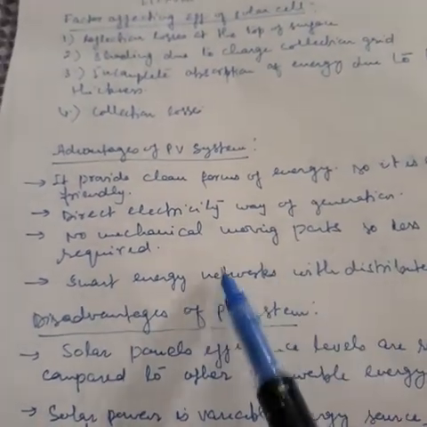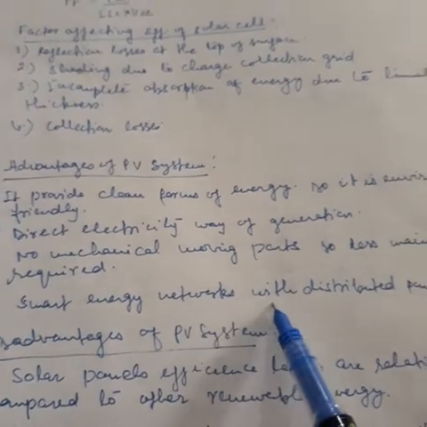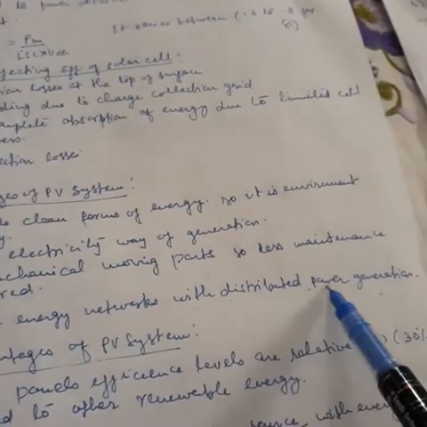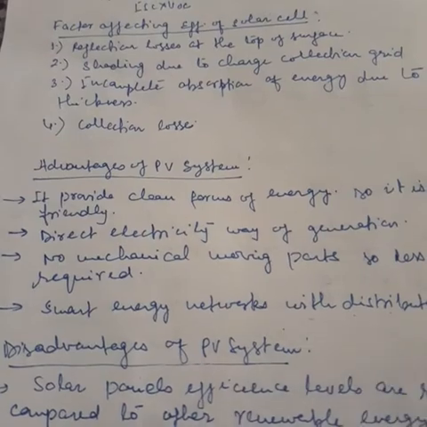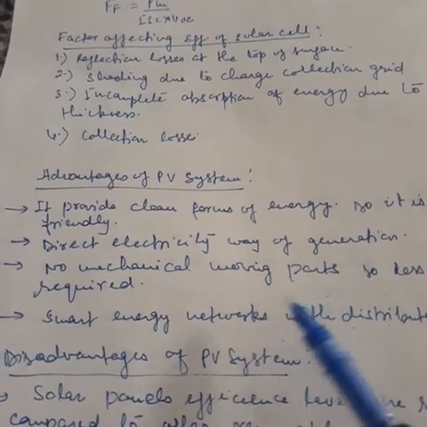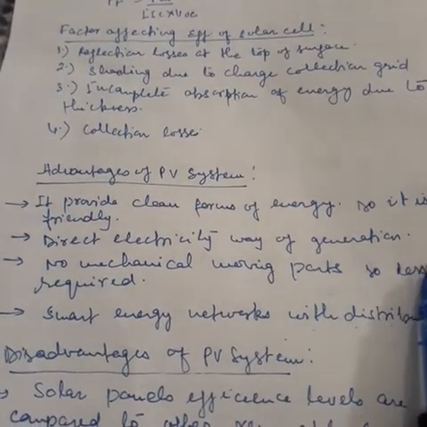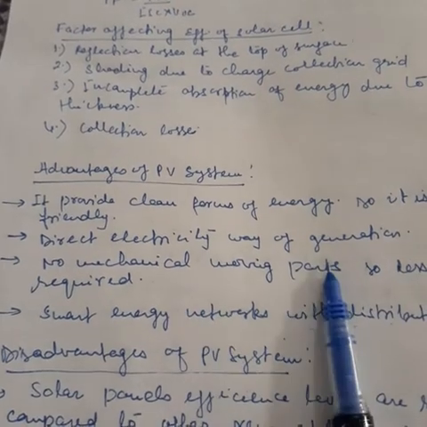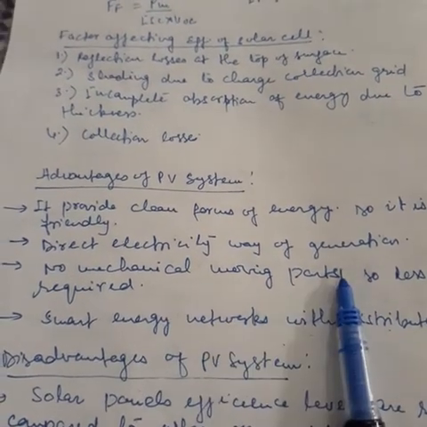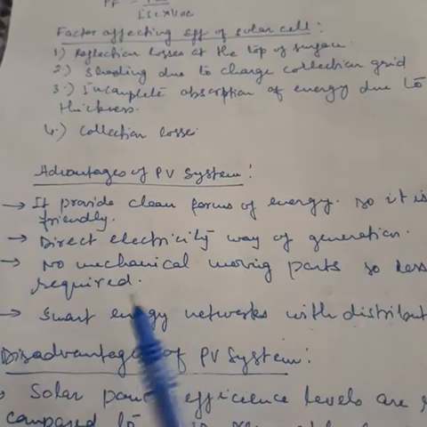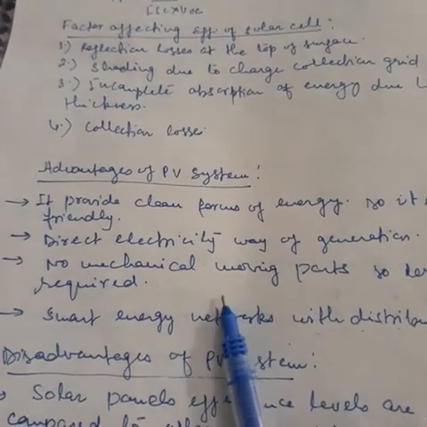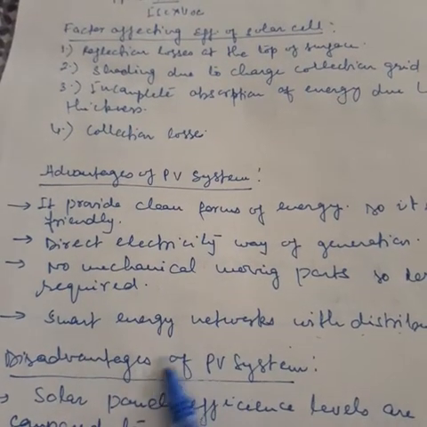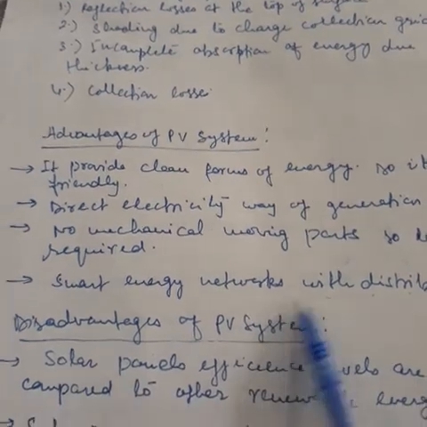Last one is the smart energy networks with distributed power generation. It means that it is a very smart network system by which no human hazardous phenomena occur, no transportation phenomena occur, no moving parts, so less maintenance is required. So in this way, we can say that this is the smart energy network.